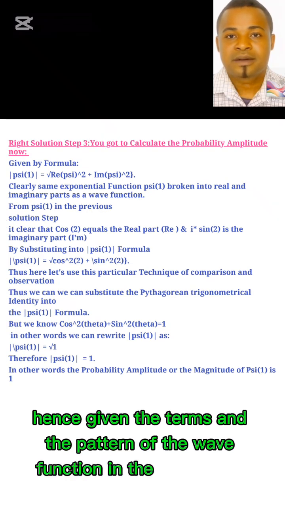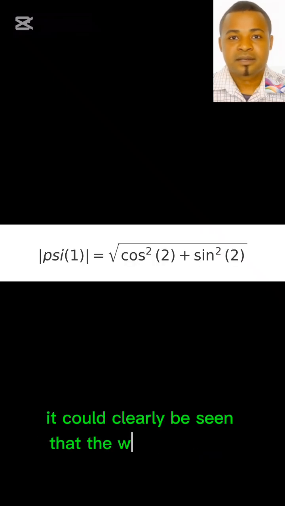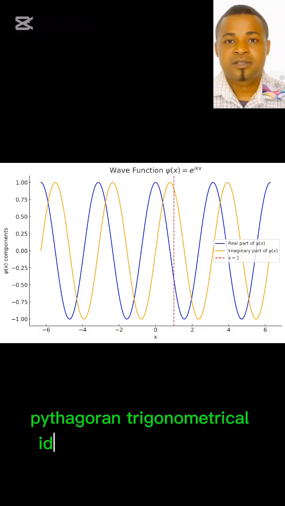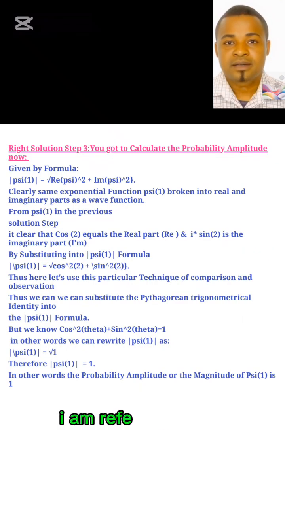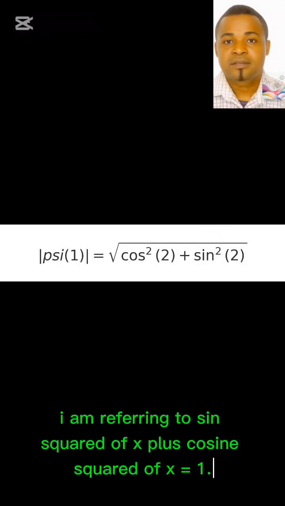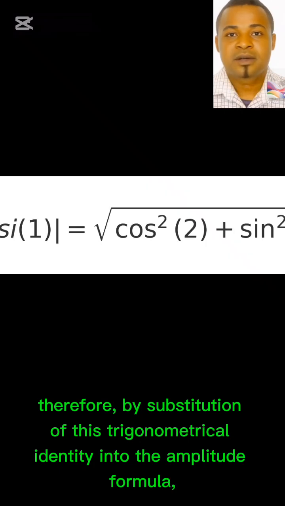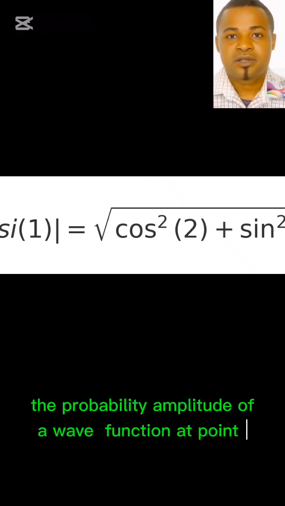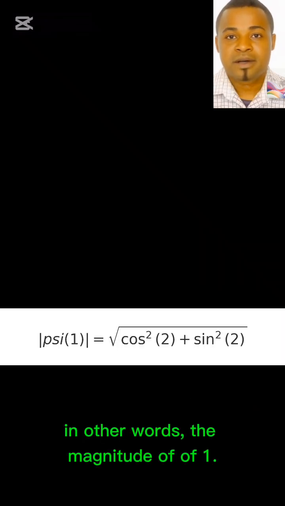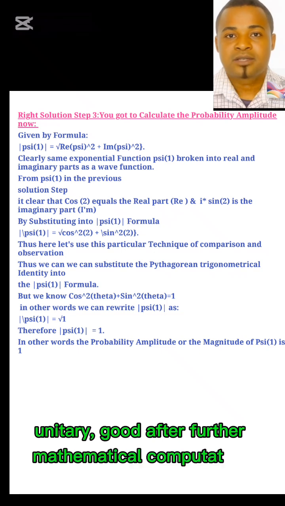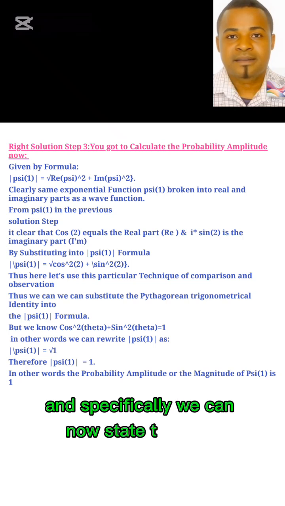Get this catch: you must learn to use trigonometric identities at this stage before proceeding with the mathematical computation. Given the terms and the pattern of the wave function in the probability amplitude formula, it can clearly be seen that the wave function mimics the Pythagorean trigonometric identity. Specifically, I am referring to sine squared of x plus cosine squared of x equals 1. Therefore, by substitution of this identity into the amplitude formula, the probability amplitude of psi at point x equals 1 reduces to the square root of 1. In other words, the magnitude of psi of 1 is unitary.